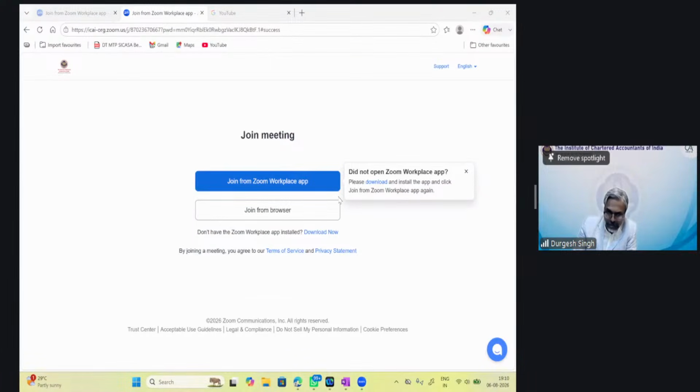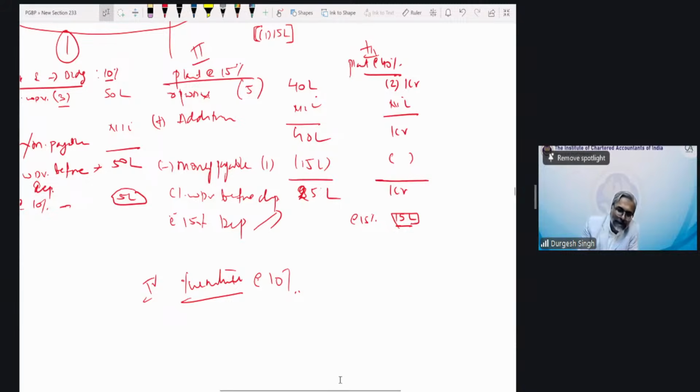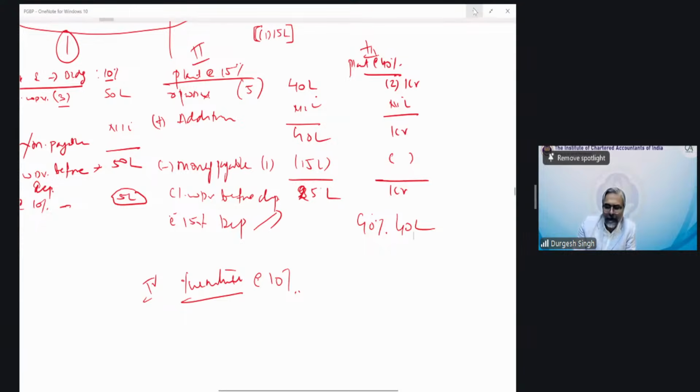Every one of you. Just do this correction, students. This is 40%, students. Please make this 40%. Then block 40 lakhs. Furniture I am not doing, you are aware of furniture. Fine, students. Everyone clear now?